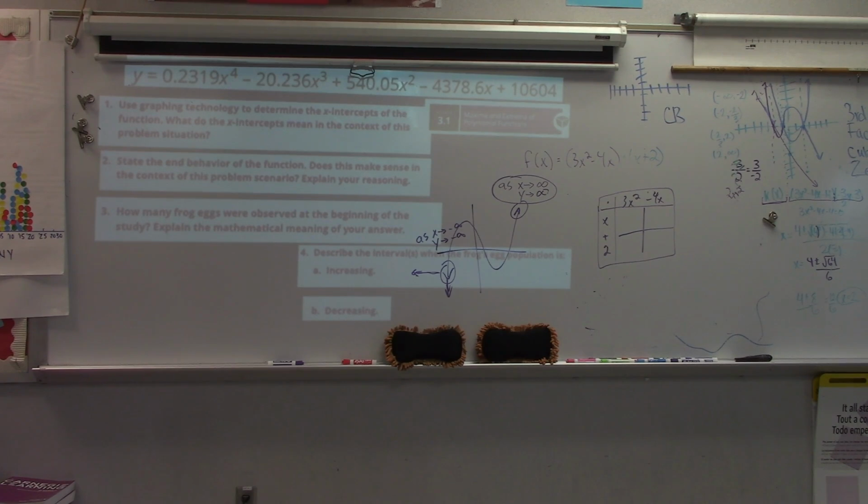What are we going to do with this calculator once we have this equation graphed? You didn't change the window like I told you to.